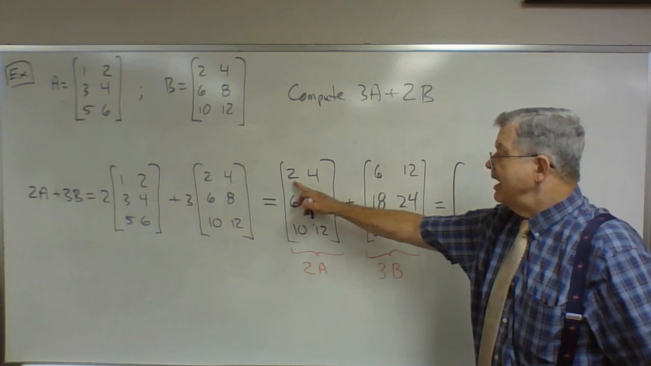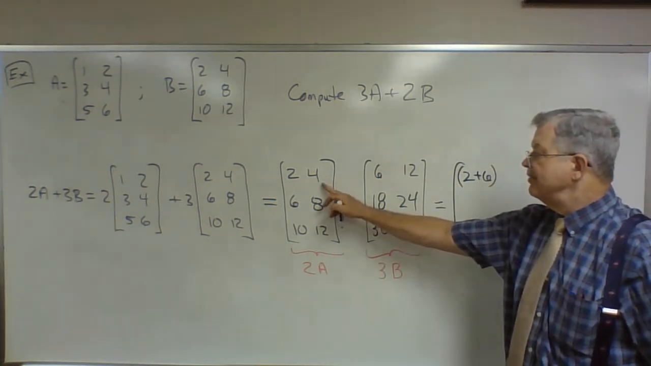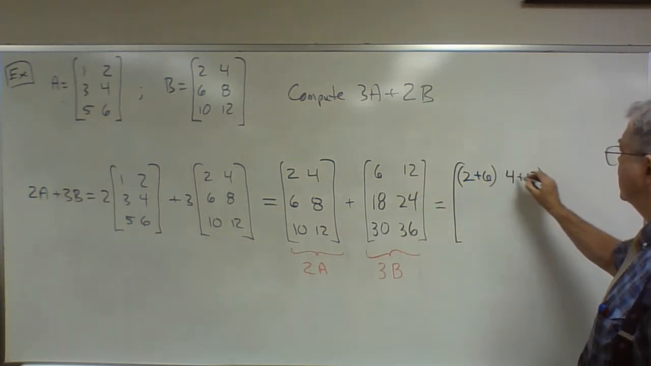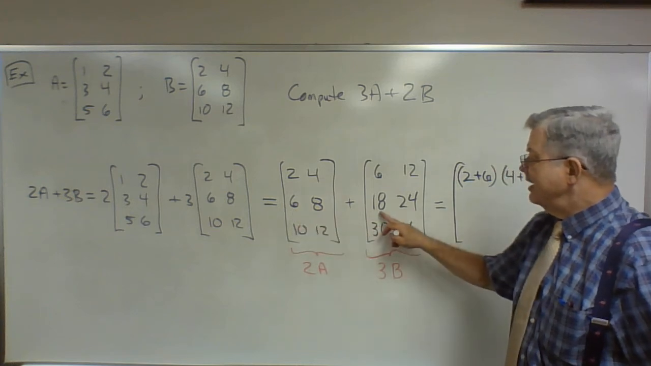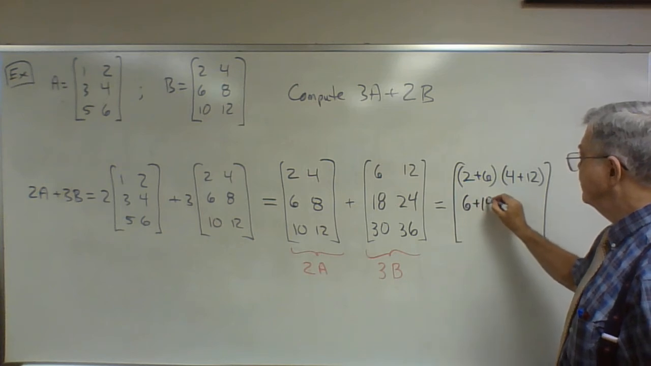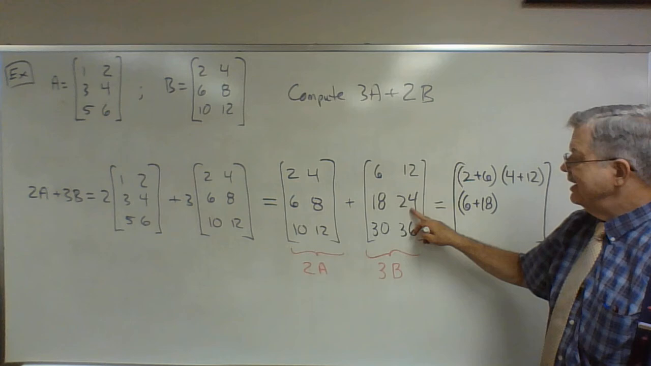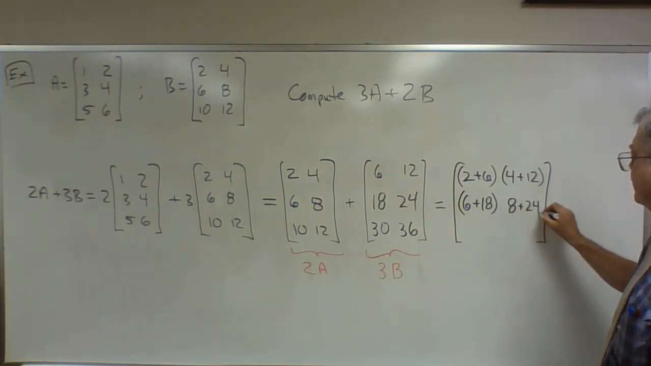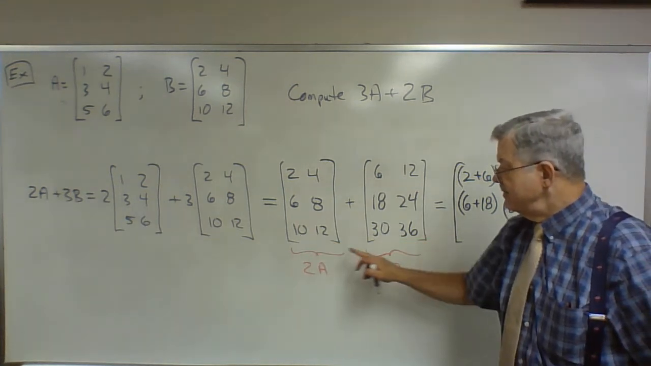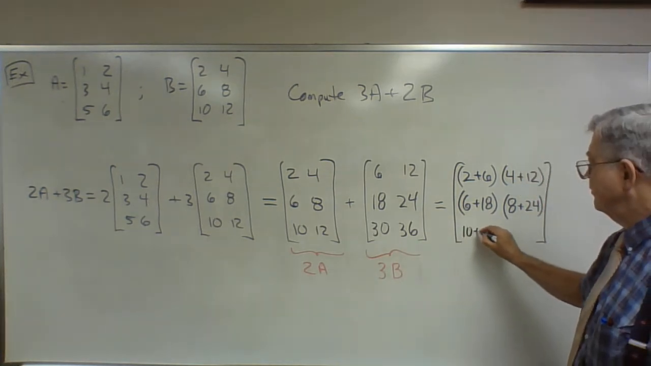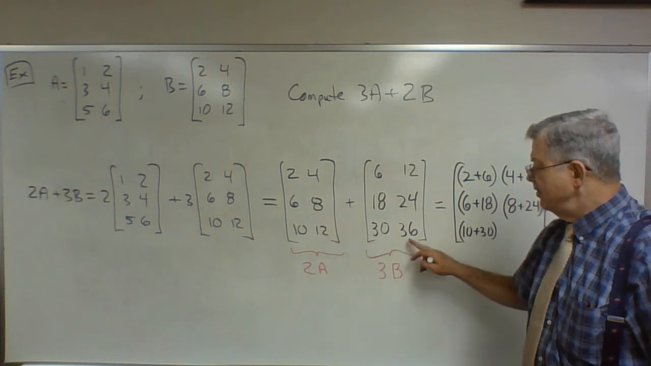And we take the elements in row 1, column 1, 2 plus 6. And then we go to row 1, column 2, 4 plus 12. Now let's go down to the second row. Second row, first column, 6, plus second row, first column, 18. Okay. Second row, second column, 8, plus 24. And finally, third row, first column, 10, plus 30. Third row, second column, 12, plus 36.